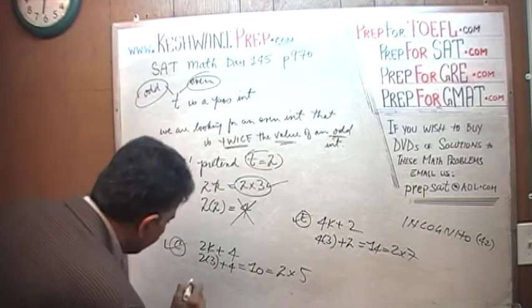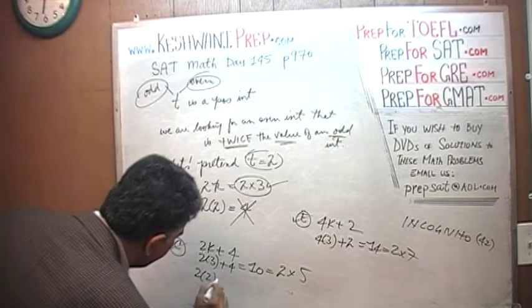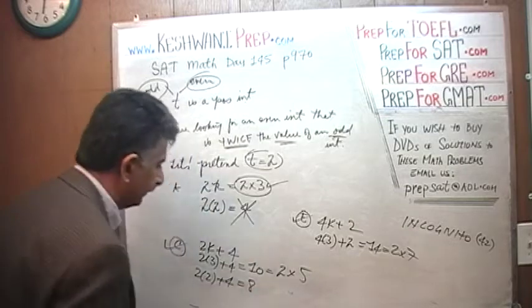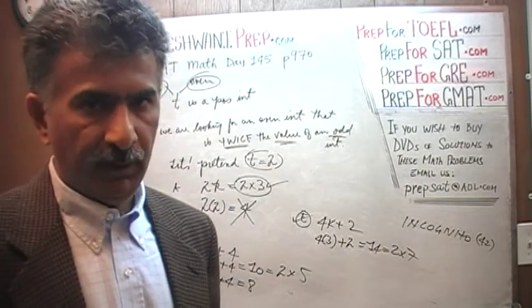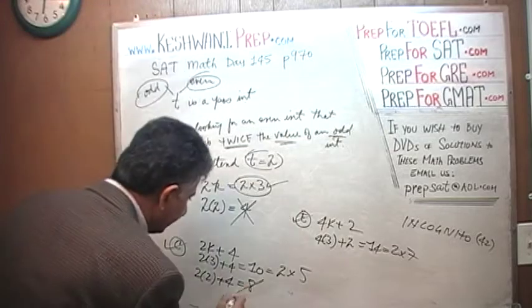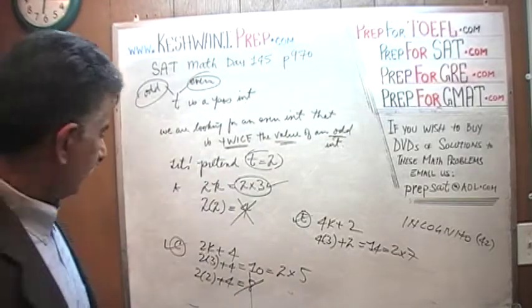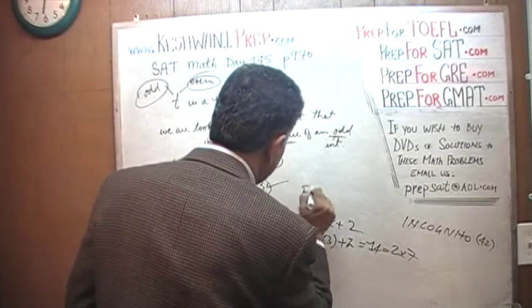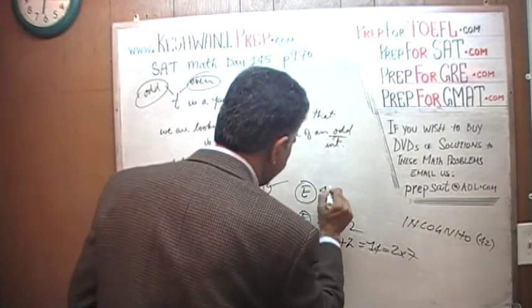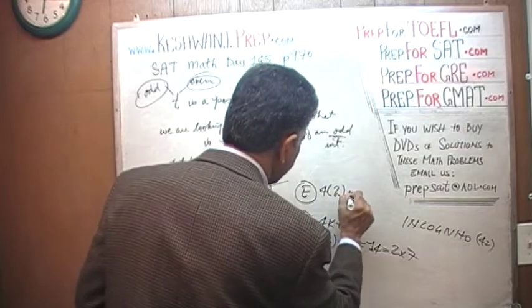How about this guy here? 2 times 2, which is 4, plus 4 is 8. Can we write 8 as 2 times an odd integer? No. 8 cannot be written as 2 times an odd integer. The answer is not C. The answer is not A. The answer is E, because E says 4k plus 2, which is 4 times 2 plus 2.